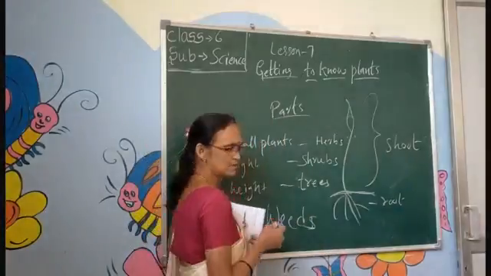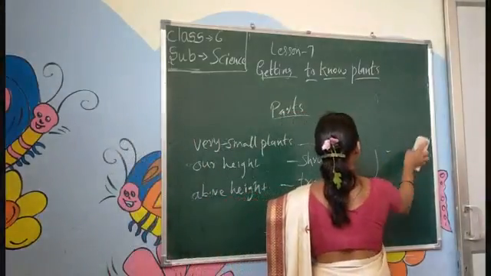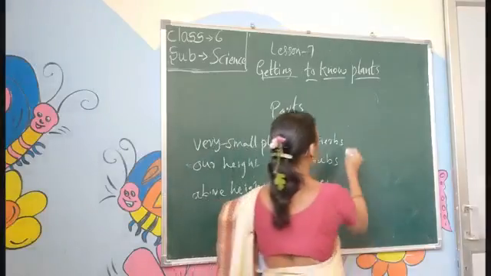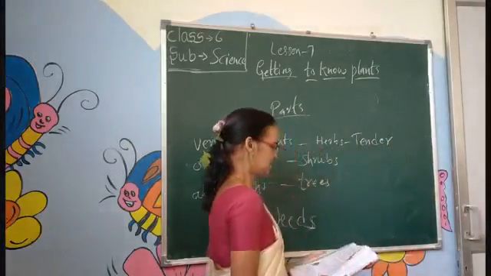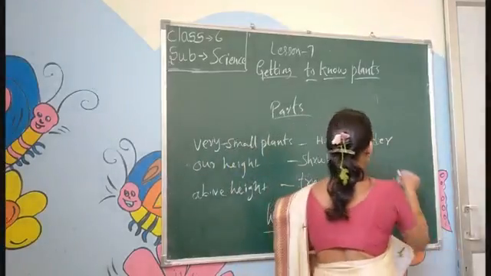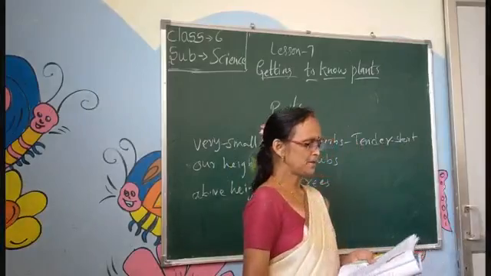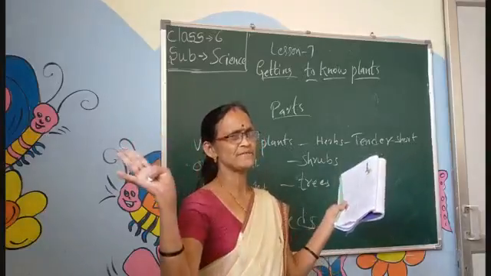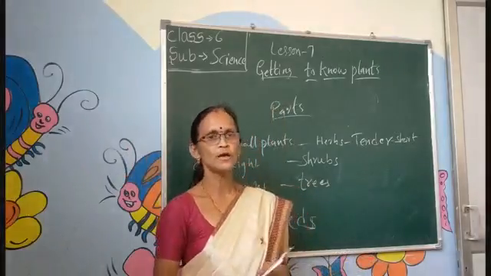Here what is happening in herbs? Here their stems are tender. The stems are tender, meaning very delicate and soft. They are tender. Yes, next. They are usually short in size, and may not have many branches. A tomato plant has few branches, they are having very less number of branches. So they are called herbs.